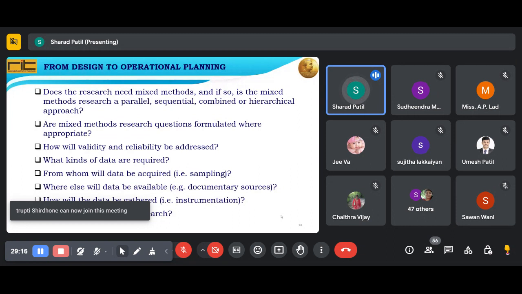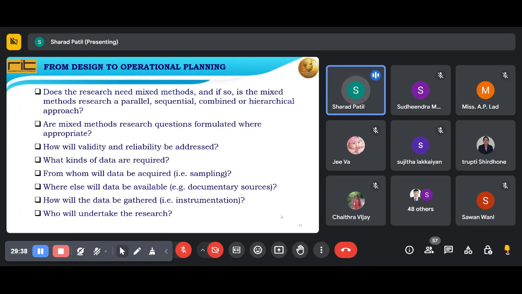Now, where else will the data be available? If it is documentary data, then is it authentic, is it approved, or has permission been taken to get the data from whatever the resource is? Those kinds of things you also require to plan during collection of the data. How will the data be gathered? What methods and instruments are you going to use to collect the data? That also you require to take into account.